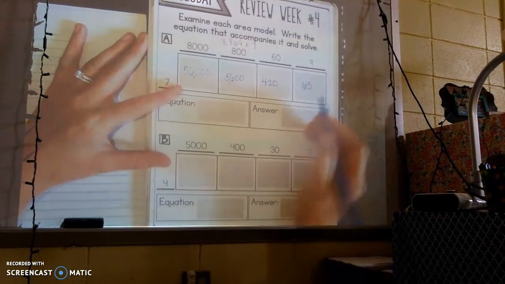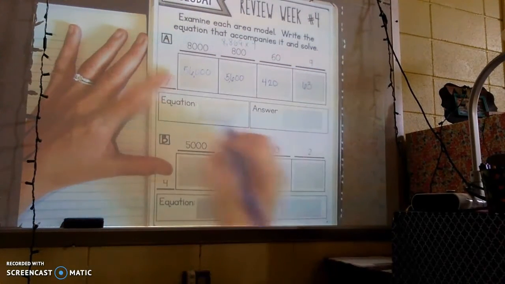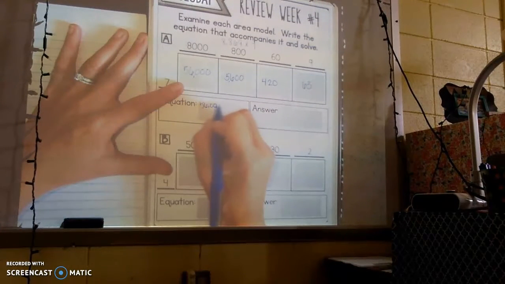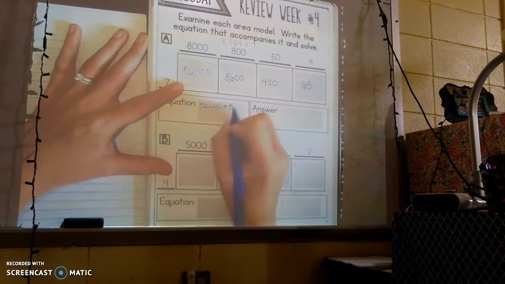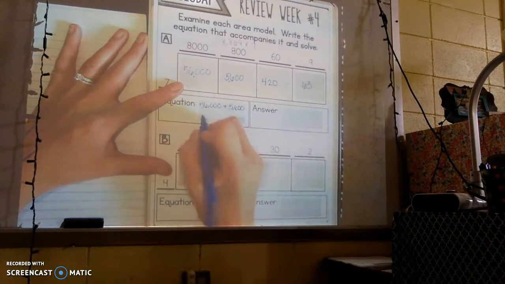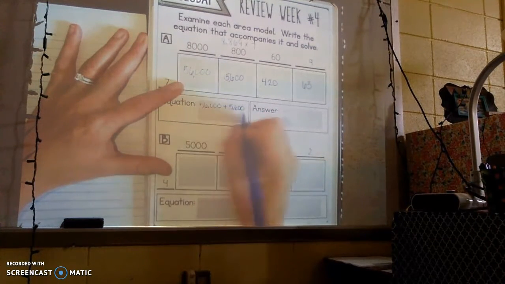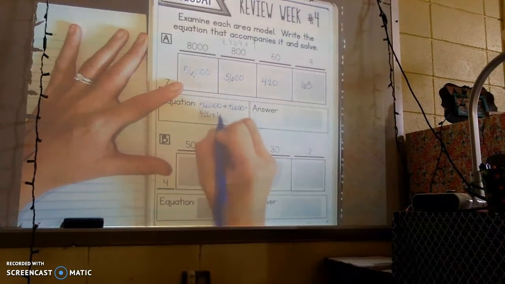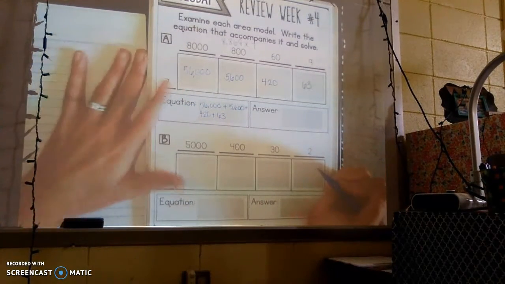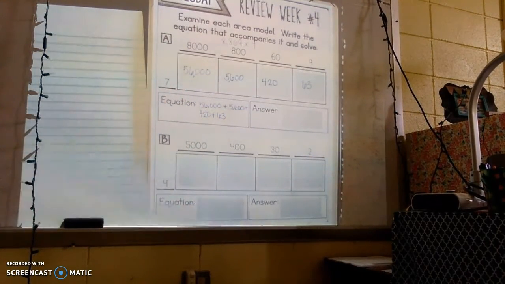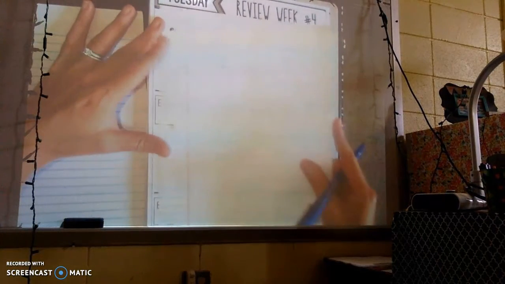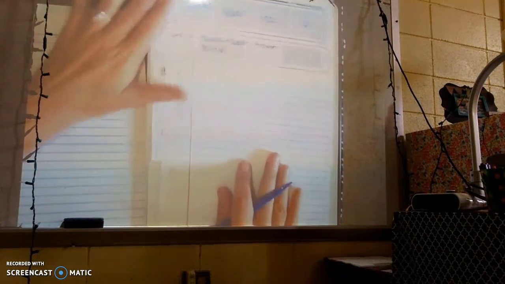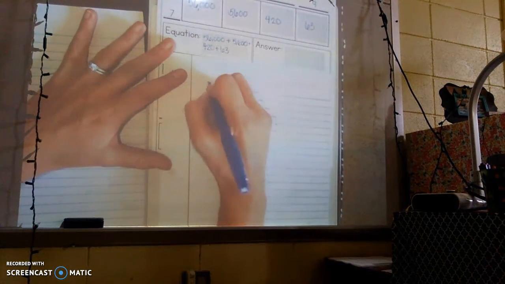So now that I have all my products here, my equation would just be me adding all 4 of those products together. So 56,000 plus 5,600 plus 420 plus 63. And when I add them all together, I'm going to have to come over here and add on my place value chart because Ms. Phillips does not add well going across like that. I need to add them vertically.